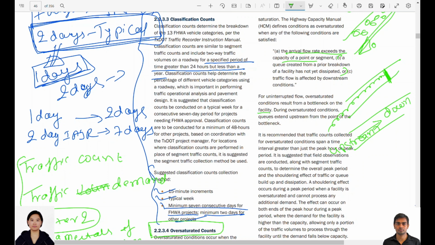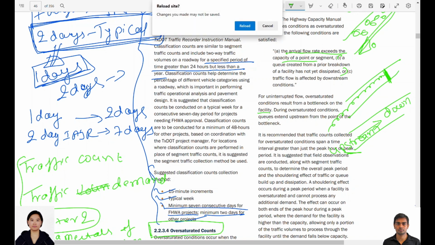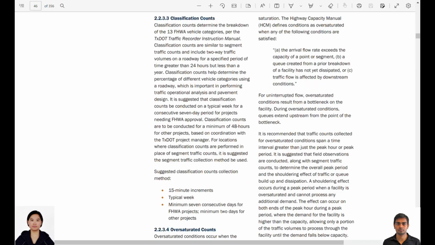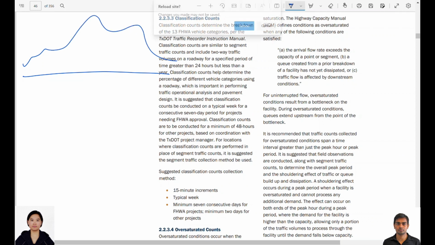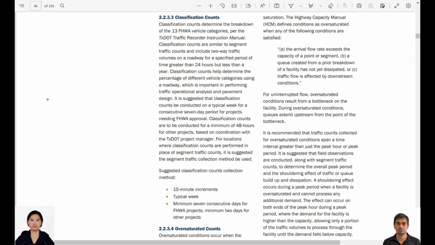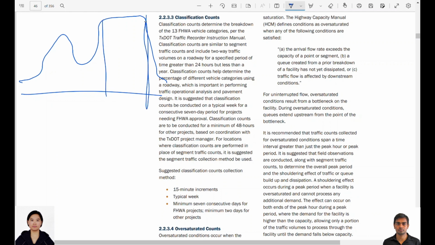It is recommended that traffic counts collected for oversaturated conditions span a time interval greater than just the peak hour and peak period. That's another important aspect. We discussed in chapter 2 that, let's say this is our volume profile during AM and PM peak. So we have volume going up during AM and then going up during PM, and let's say this is our peak time. Then we should extend our data collection a little bit beyond peak time.